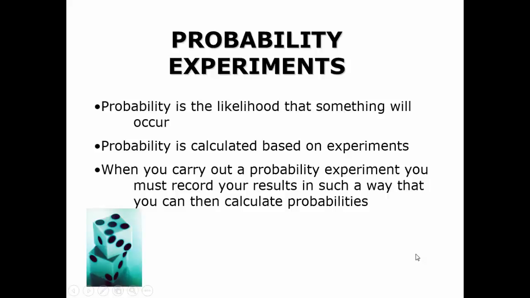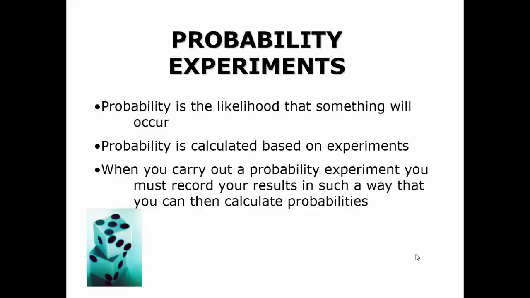So let's have a look at this. Probability experiments is what we're looking at. So probability is the chance or the likelihood that something will happen. Doesn't mean it will happen, but it's the chance of it happening. And one way of working that out is to run an experiment and see how often something happens, and we'd hope that perhaps if we do it again, something similar will happen.